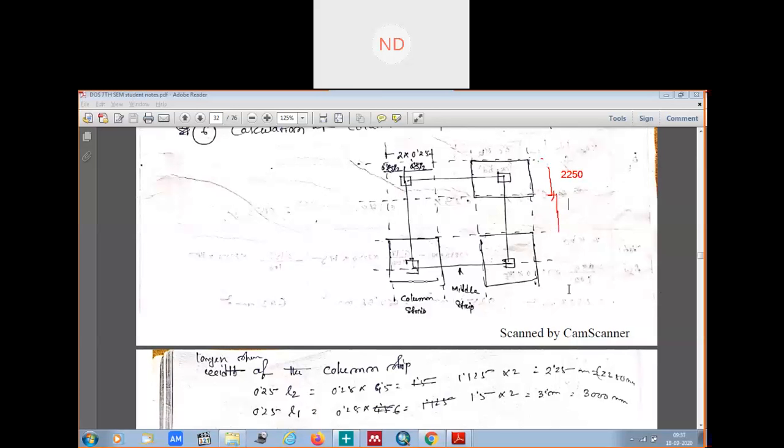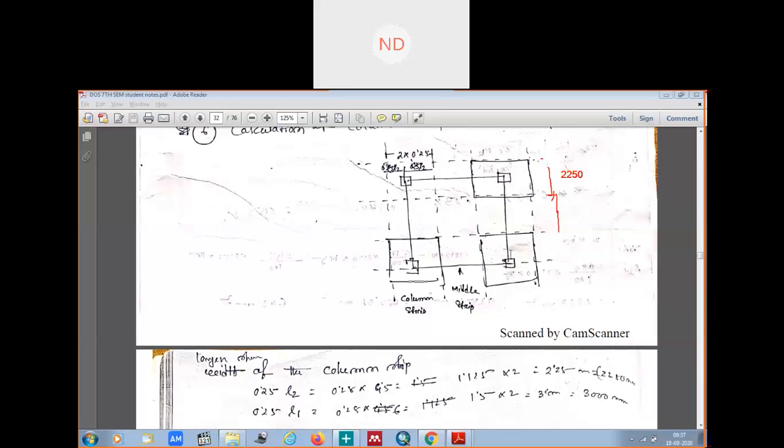So if you see, or I can go down now because I have used this. So the width of the middle strip will be how much? This was how much? 4500. This distance from the center of the column to the center of the column, we know this was 4.5 meter, and we also know this distance now of the column strip, 2250. So half of 2250 is how much? 1125.